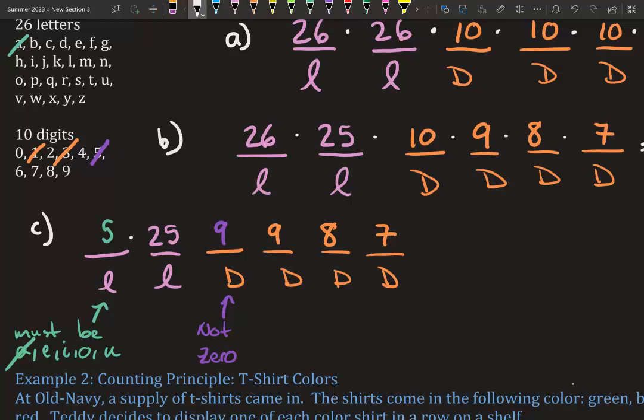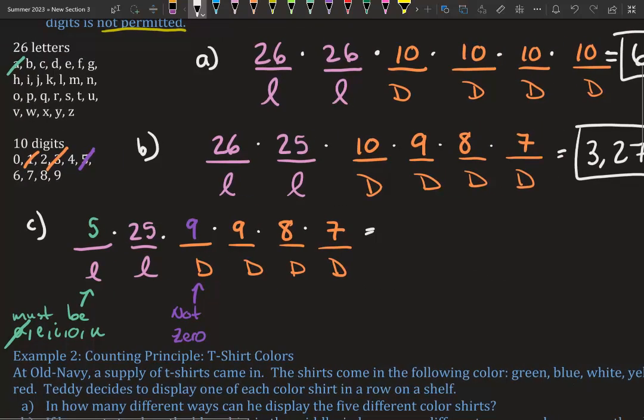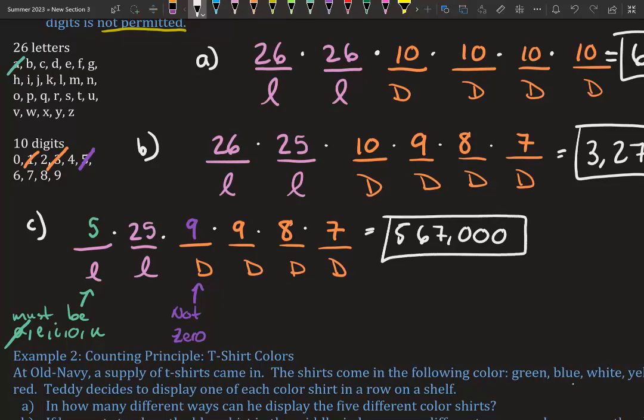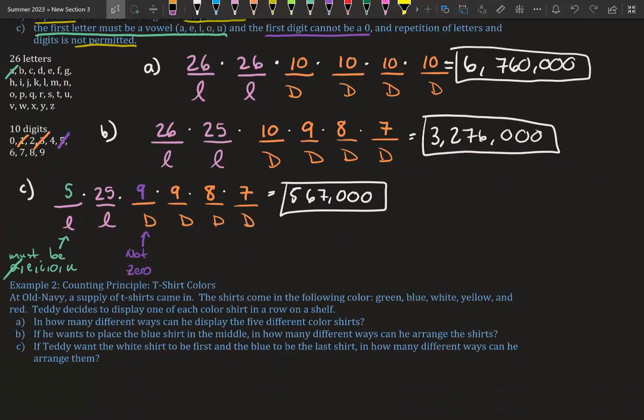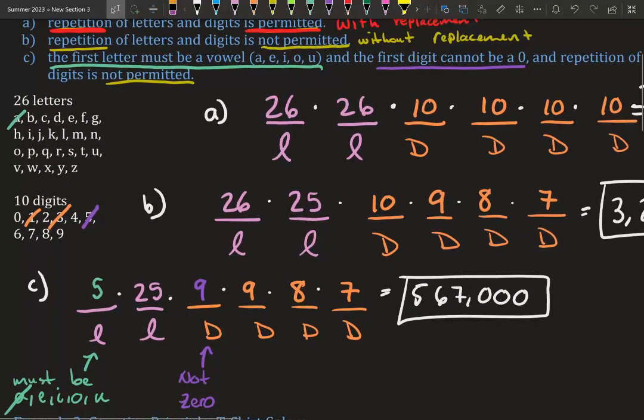So we have 5 times 25 times 9 times 9 times 8 times 7, and we get 567,000 different passwords. It really helps for these password-specific problems to write out the alphabet and all the digits and cross them out as you go, because that'll help figure out how many you actually have left over.